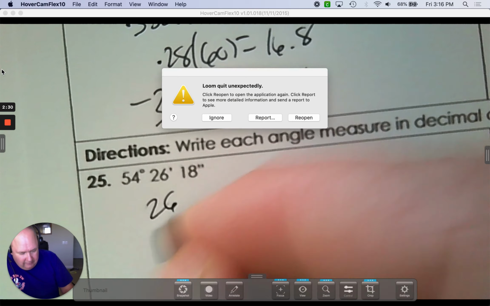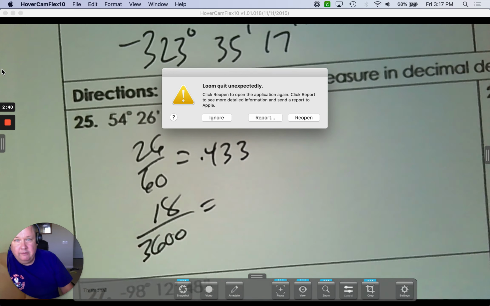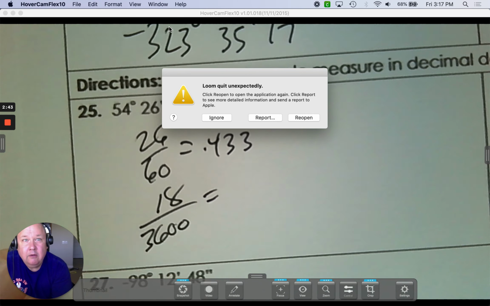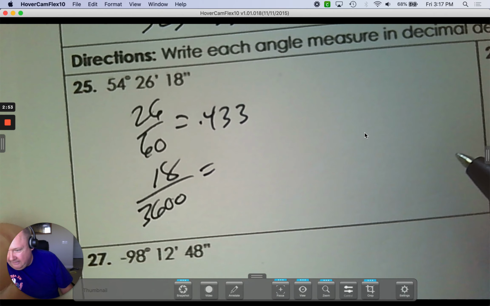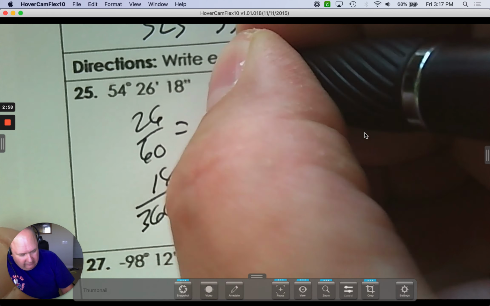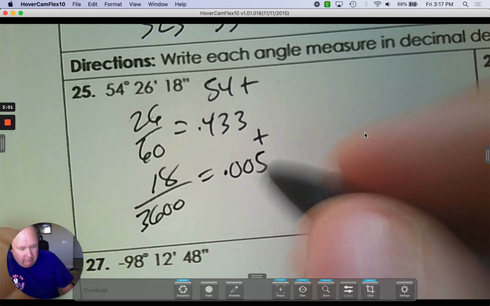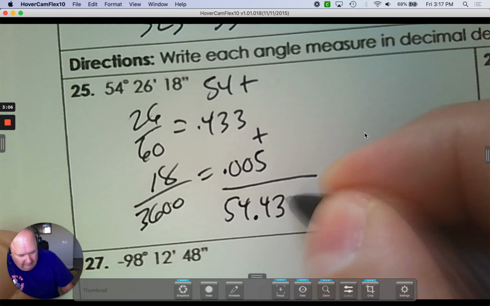So we're going to take the minutes divided by 60. So 26 divided by 60, that's 0.433. Take 18 seconds divided by 3600. So 18 divided by that, that gives you 0.005. And then we're going to add that to 54. So we're going to add 54 plus those. And that gives us the answer, 54.438 degrees.